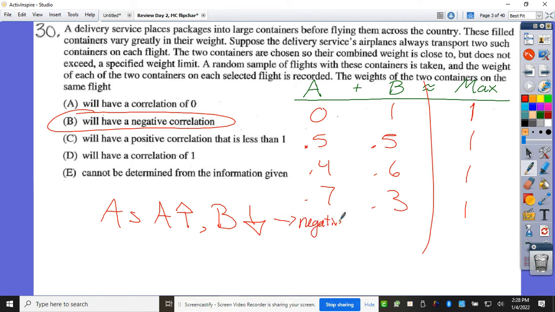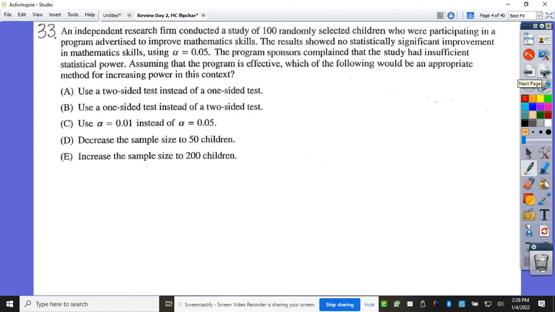So the only difference is if it were like, as A decreases, B decreases, then that would be what? If they do the same thing, regardless of which direction they go, it would be what? Positive, and we would have to know more about which the answer would be. Number 33.